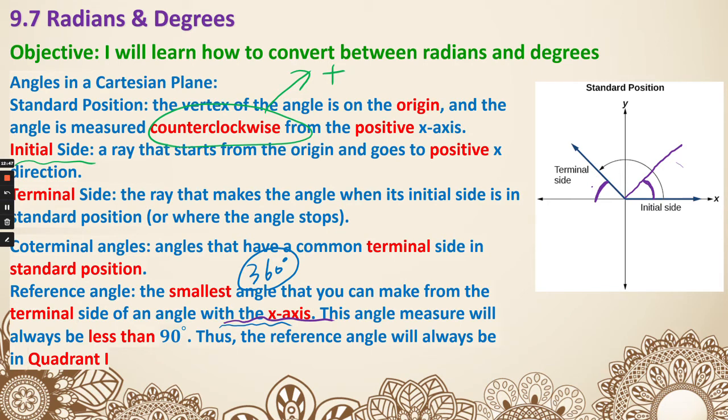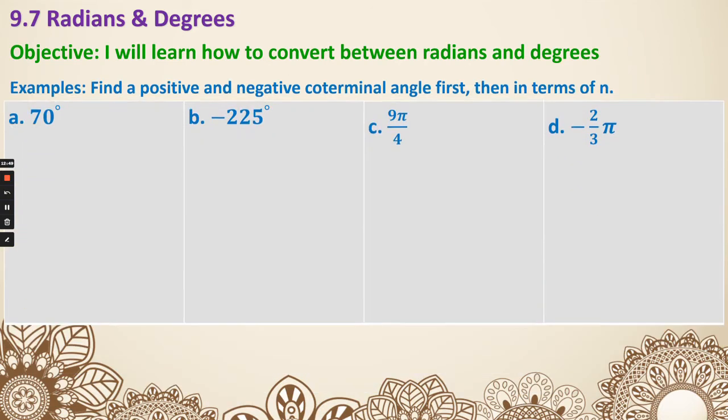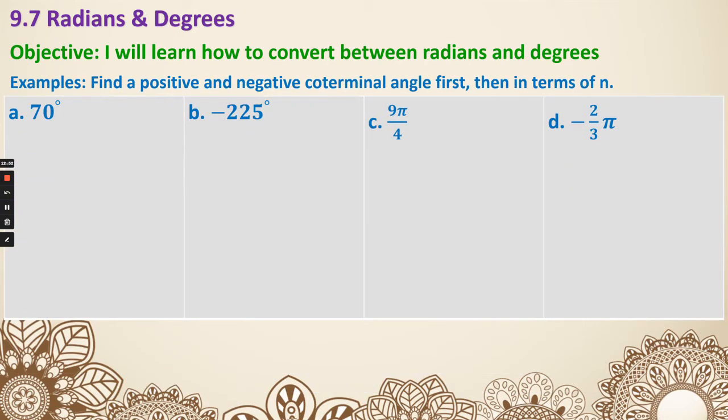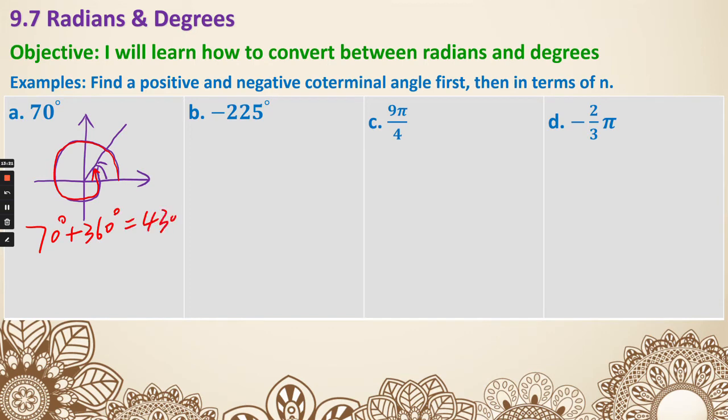So first, let's look at some coterminal angles. Find a positive and negative coterminal angle first. Like I said, the difference between all coterminal angles is 360 degrees. So for example, I have my 70 degrees right here. I can just go a full cycle, and that gives me a coterminal angle, this one. I just turn that much with an extra. I can do 70 degrees plus 360 degrees. That's got to be 430 degrees.